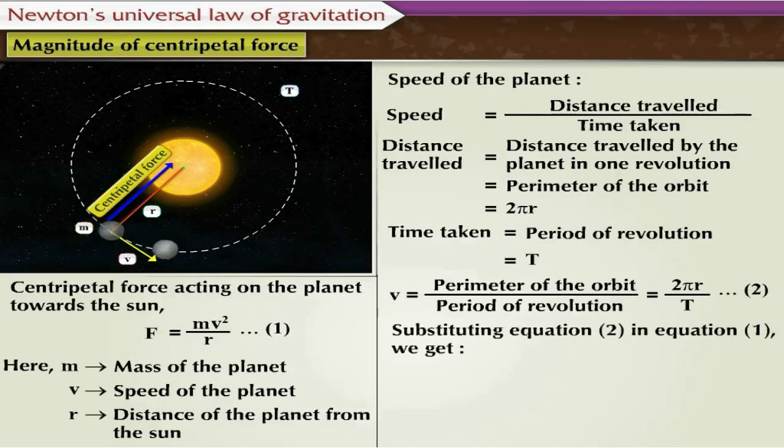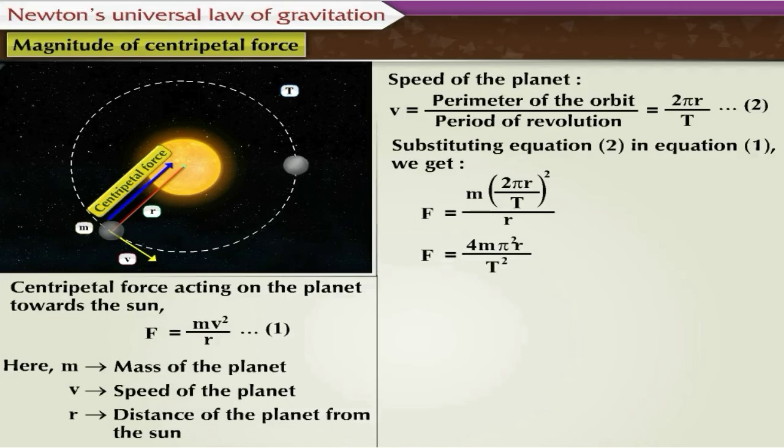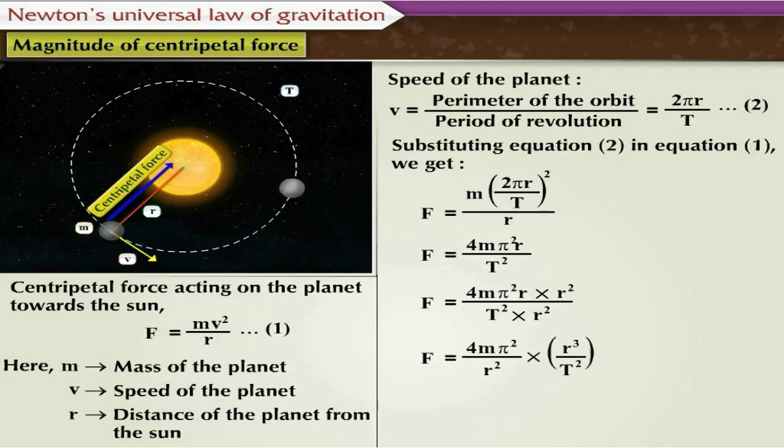Substituting equation 2 in equation 1, we get F is equal to m into (2 pi r upon T) whole square upon r. Therefore, F is equal to 4 m pi square r upon T square. Multiplying and dividing this equation by r square, we get, F is equal to 4 m pi square upon r square into r cube upon T square.